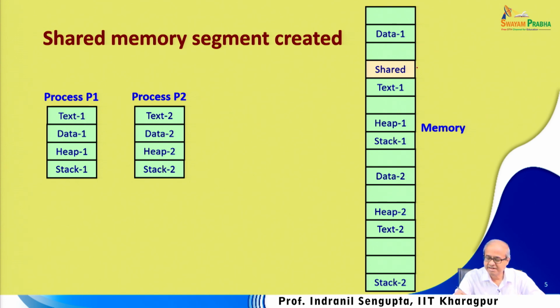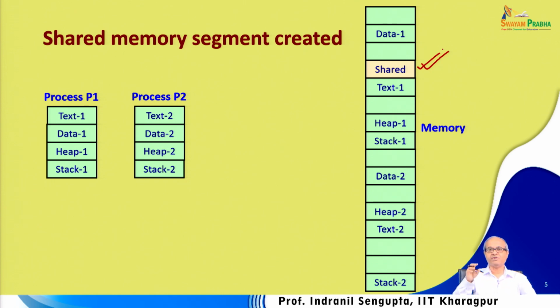So, it gets created in memory. There is a memory location. So, we are defining it as a shared memory segment that gets created in memory. But right now, the processes P1 and P2 are not aware of that. Okay? They still do not have access to that shared segment.